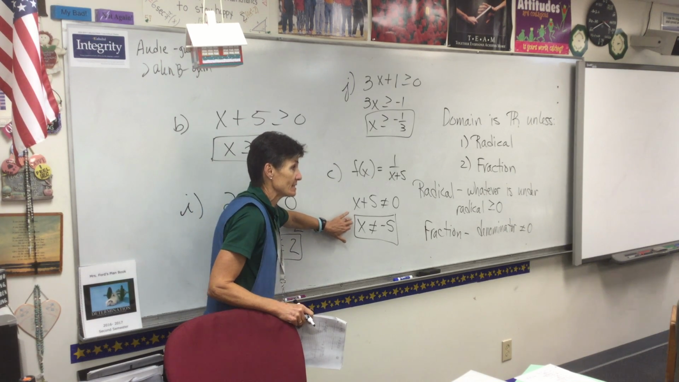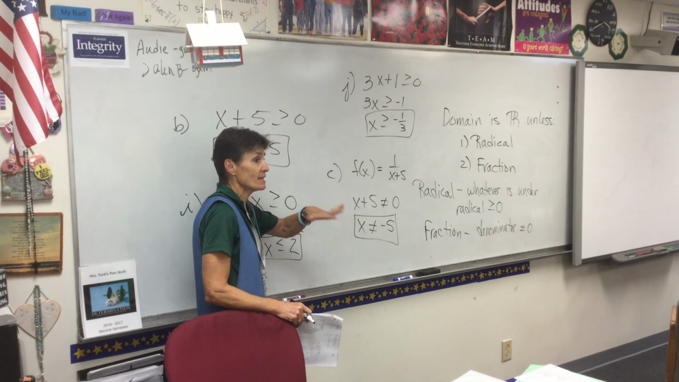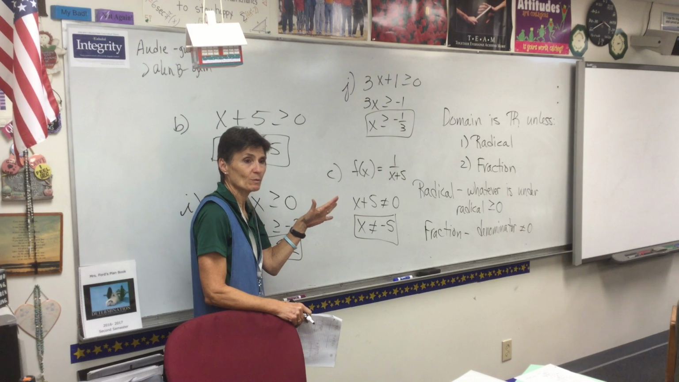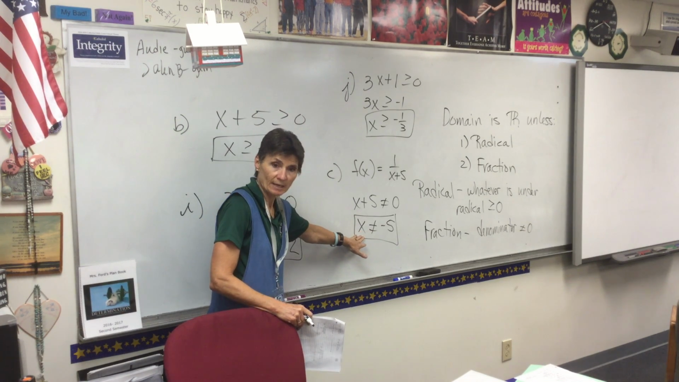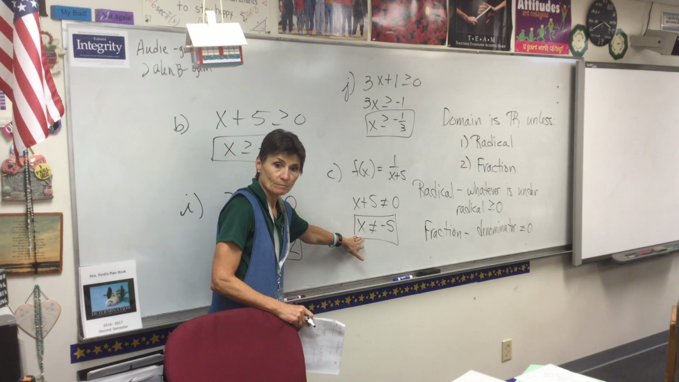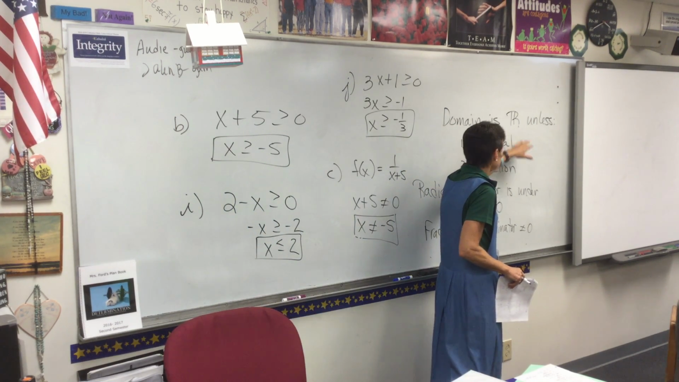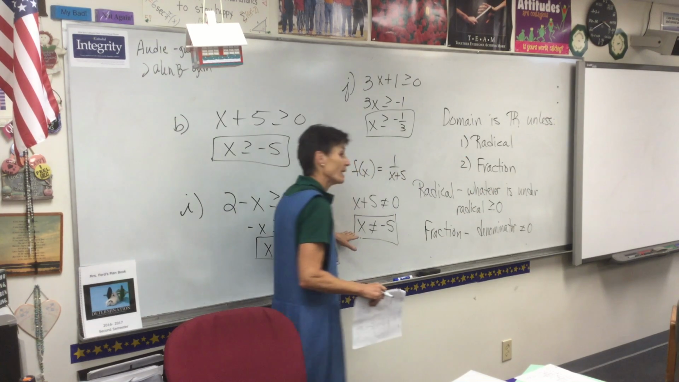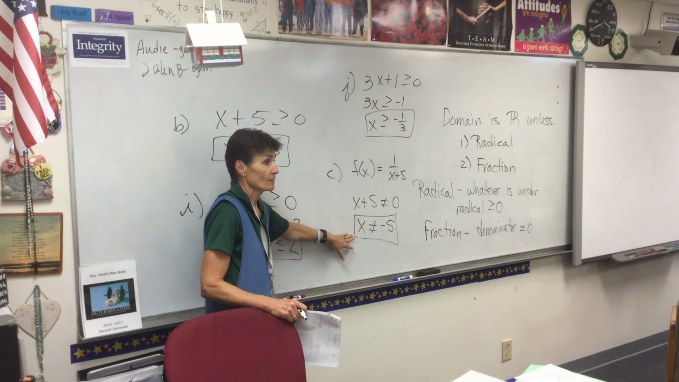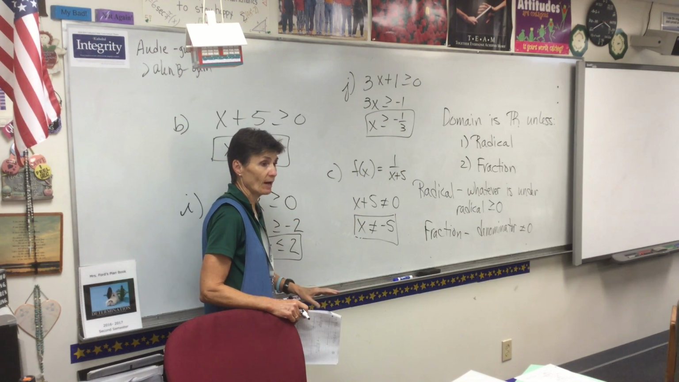What that means is that your domain is every number in the whole wide world except -5. Remember, the domain started out as all real numbers. When we put a restriction in it, we cut out some of those numbers. In this case, we just cut out -5.